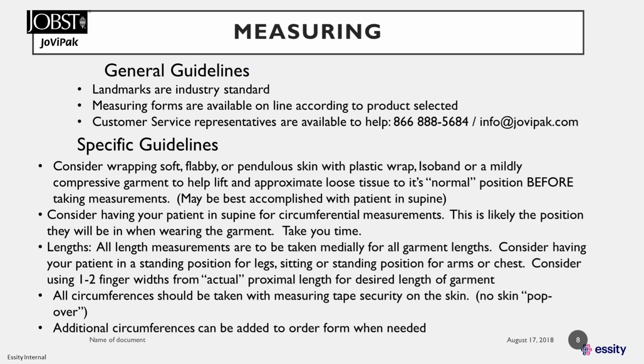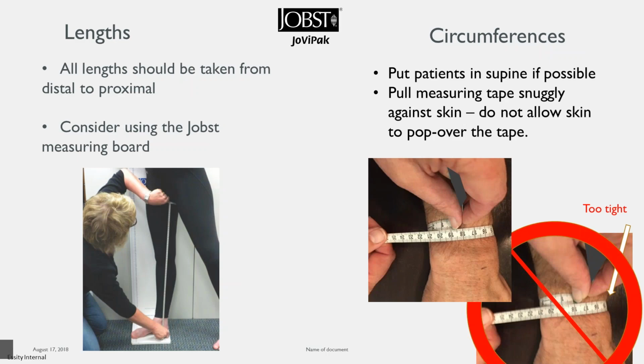All circumferences should be taken with the measuring tape securely on the skin. No skin popovers. Additional circumferential measurements can be added to the form when needed. So again, length should be taken from distal to proximal for the lower leg and for the arms. Consider using the JOBST measuring board. This is really a handy tool if you have it. Circumferences should be measured with the patient in supine if possible. Pull the tape measure up snugly against the skin, but do not allow the skin to pop over the tape.